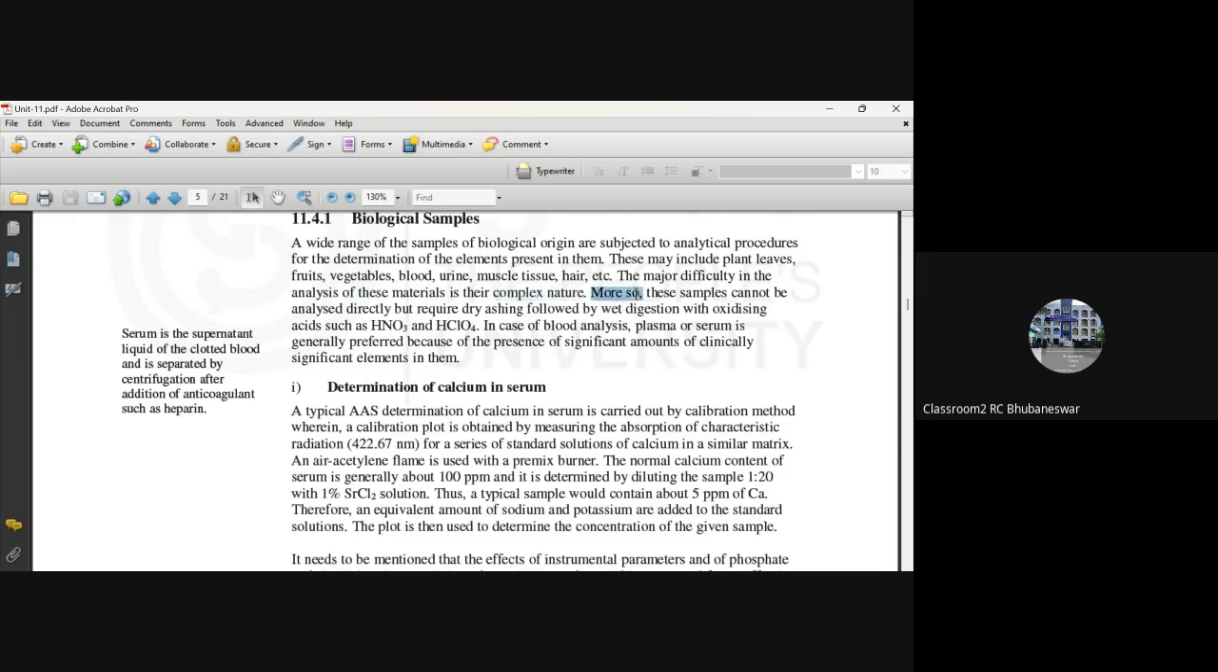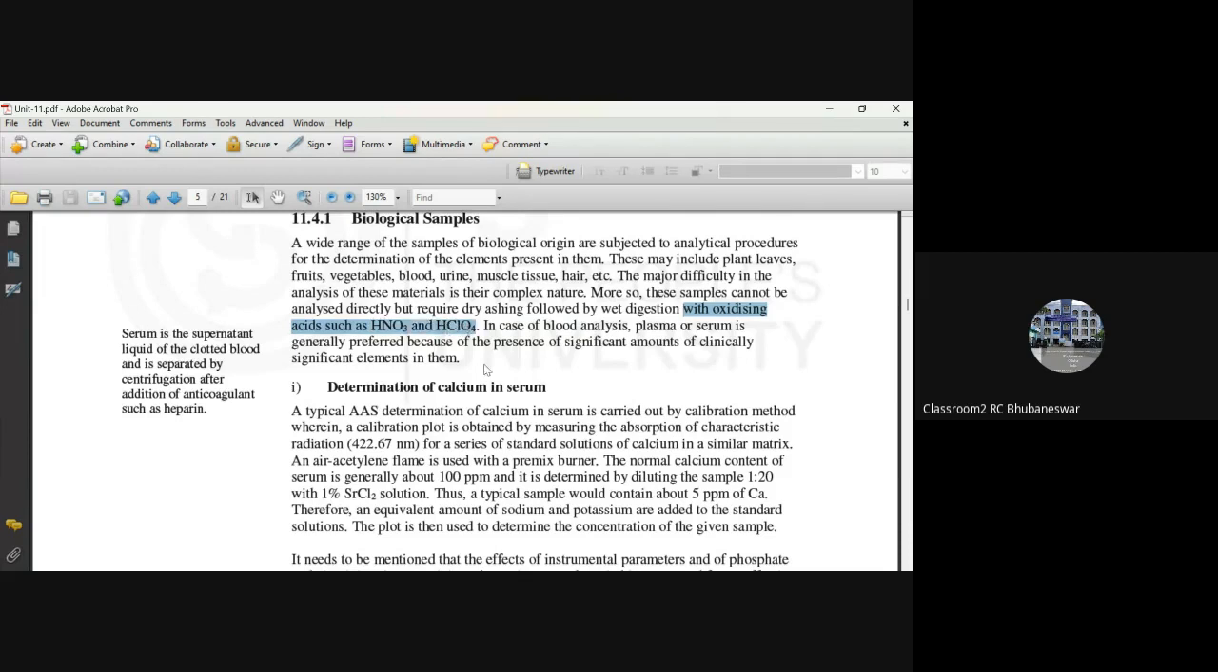Moreover, these samples cannot be directly analyzed, but require dry ashing followed by wet digestion. So there are various techniques to it. Dry ashing followed by wet digestion with oxidizing acids such as HNO3, HClO4.